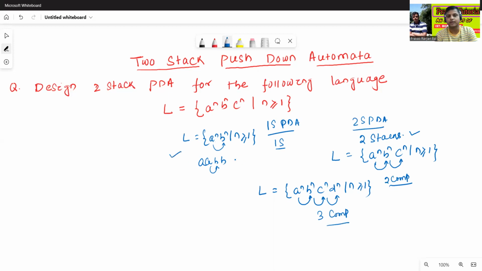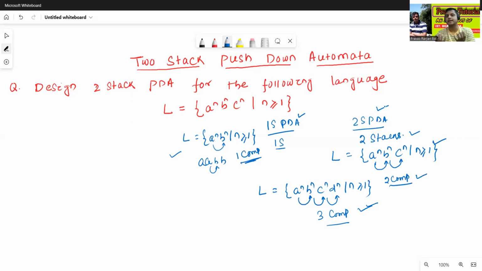In the first case, only one comparison. In the second case, 2 comparisons will be required. In the third case, 3 comparisons will be required. So when we require only one comparison, we apply one-stack PDA, because one stack is sufficient for one comparison. But when we require more than one comparison, like 2 comparisons, 3 comparisons, in this case, we'll use two-stack PDA.